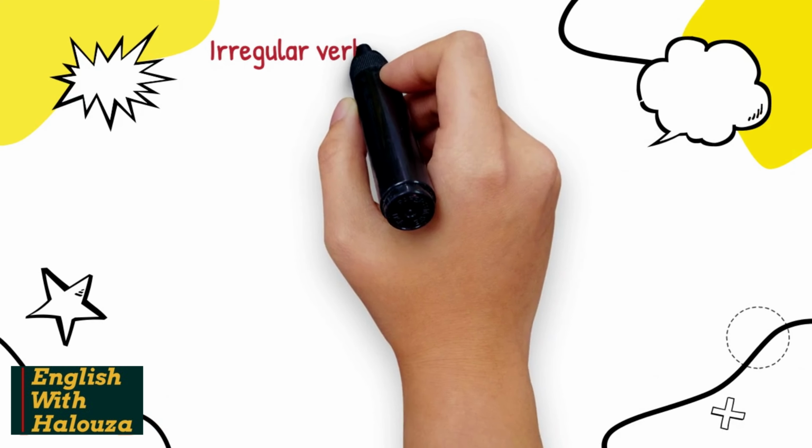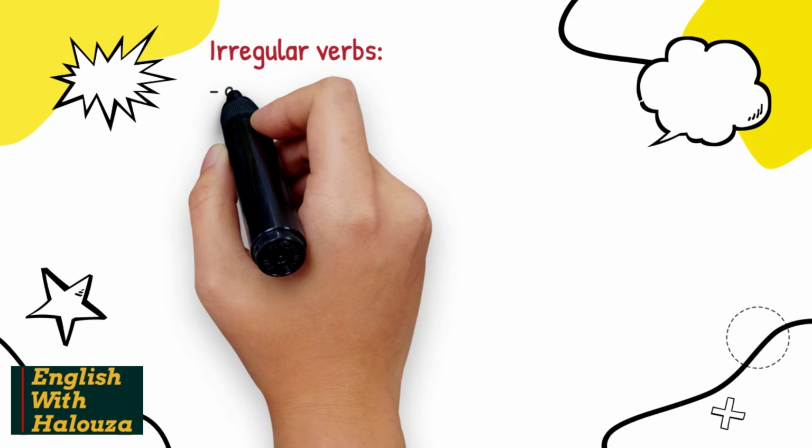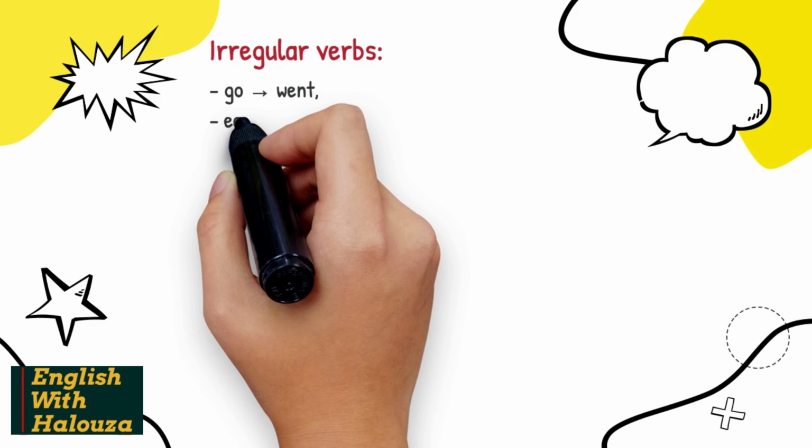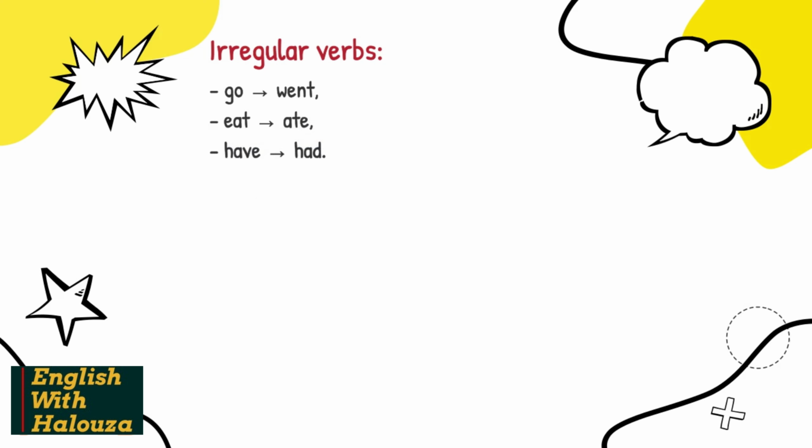Some verbs in the past simple are irregular and don't follow the usual rules. You'll need to memorize them. For example, go becomes went. Eat becomes ate. Have becomes had. Check my accounts for a full list to help you out.